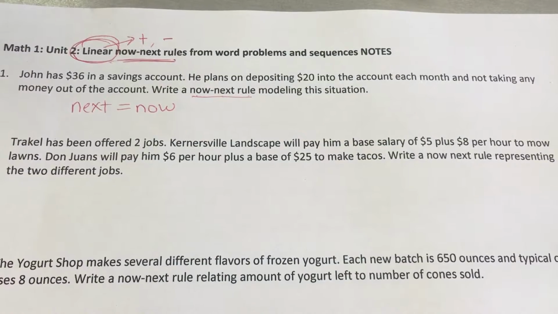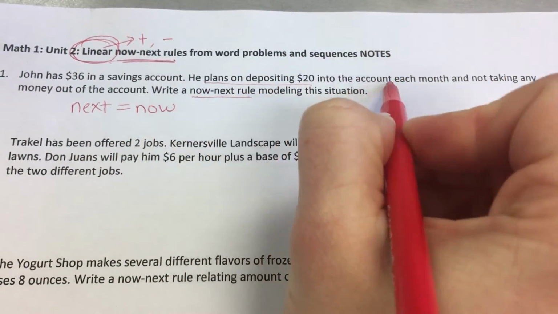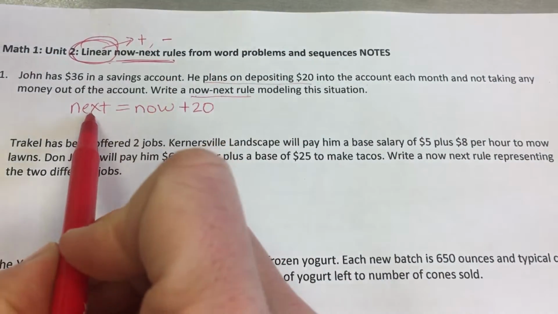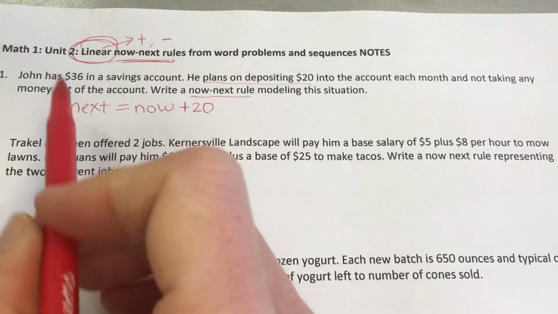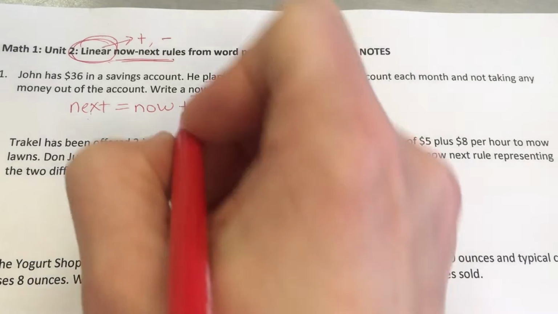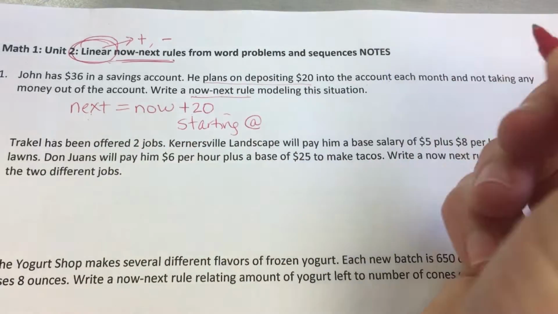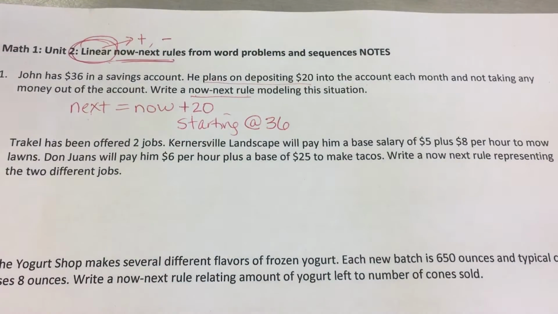And then whatever he has now, he plans on depositing $20 into the account each month. So he's adding 20 each month. So next month, he'll add 20 to what he has now, and then the next month after that, he'll add 20, and so on. And then you always put starting at. So his starting amount is $36, and that's it.